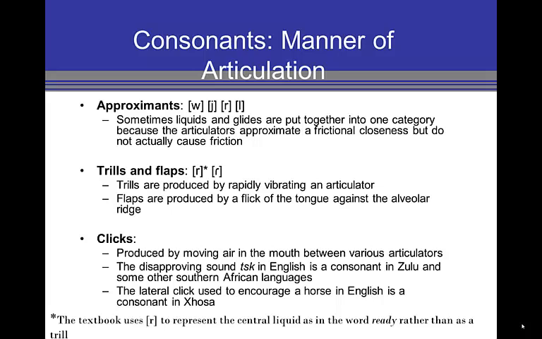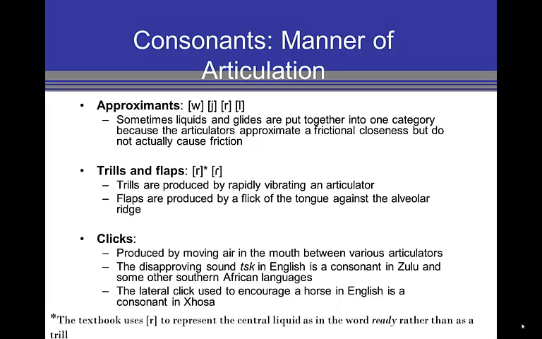If we group liquids and glides together, they are called approximants. This is because for all of these sounds, the tongue only comes reasonably close to the roof of the mouth to form an obstruction, but not so close that it causes friction or a complete cessation of the air.